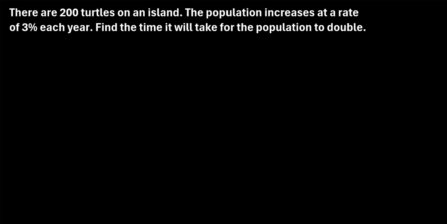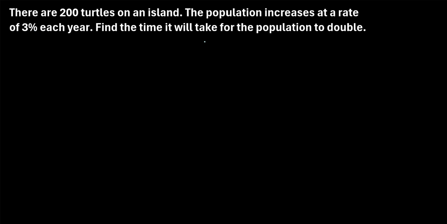We are told there are 200 turtles on an island. The population increases at a rate of 3% each year. Find the time it will take for the population to double. So when we have a situation like this where we have a population and it's increasing at a percentage rate, so 3% each year, this is a situation where we have exponential growth.